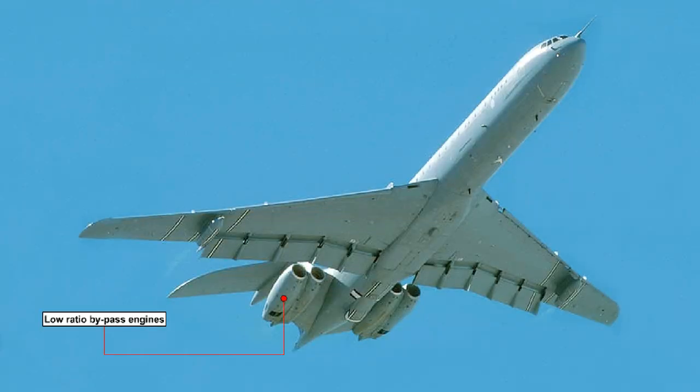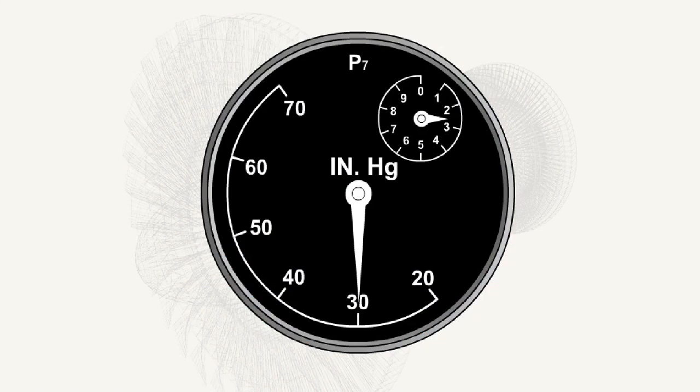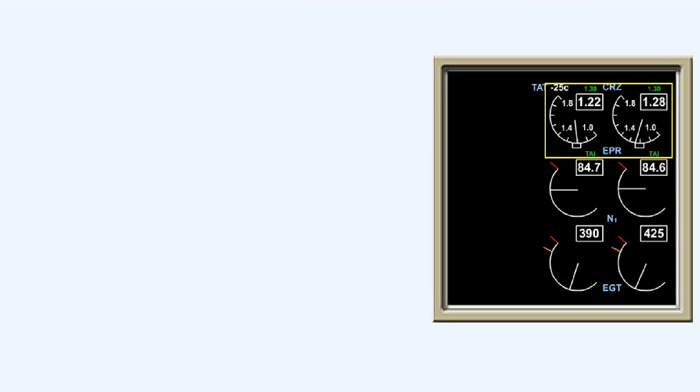Older, low-ratio bypass engines, like the Rolls-Royce Conway, use the jet pipe pressure, P7, as an indication of engine power. The P7 system gauge can be marked in inches of mercury, pounds per square inch, or a percentage of the engine's maximum thrust. High-ratio bypass engines use the engine pressure ratio, EPR, as an indication of engine power output. The ratio is that between the exhaust pressure and the engine intake pressure.